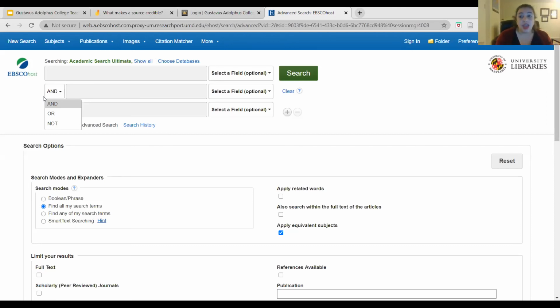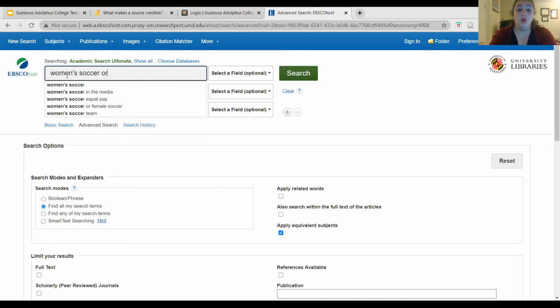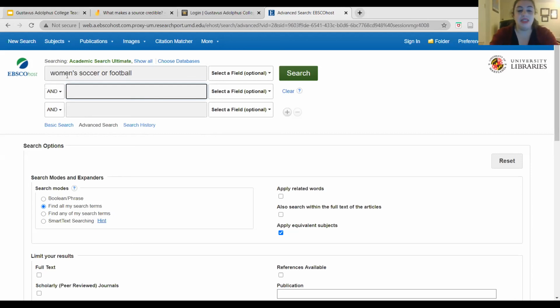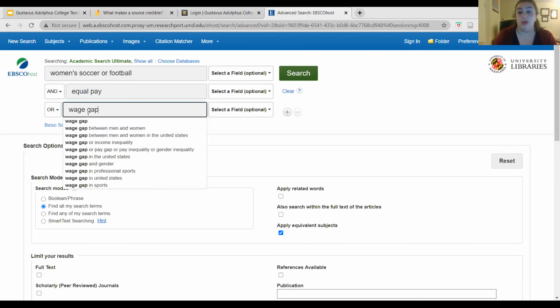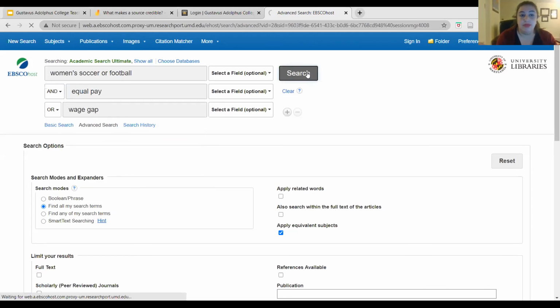So if I'm writing my op-ed about the pay gap in professional sports, looking specifically at women's soccer, I might use terms such as women's soccer or football, since that is another word for soccer. And I want to look up equal pay or wage gap, since that is another term I can use for equal pay. And I just want to see what comes up.